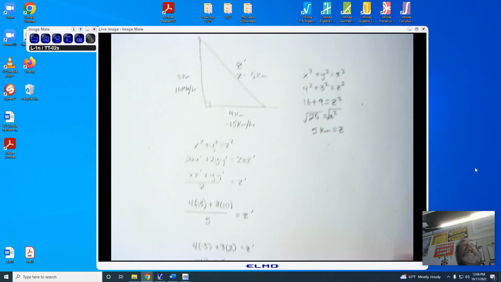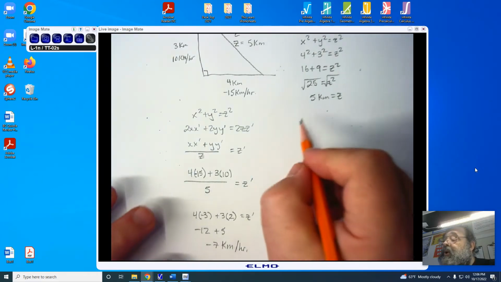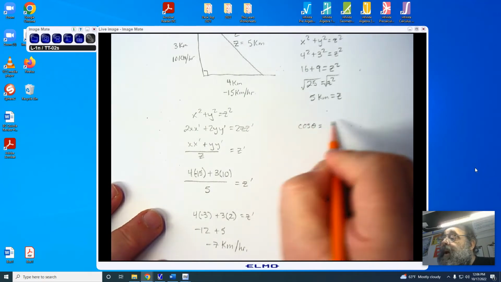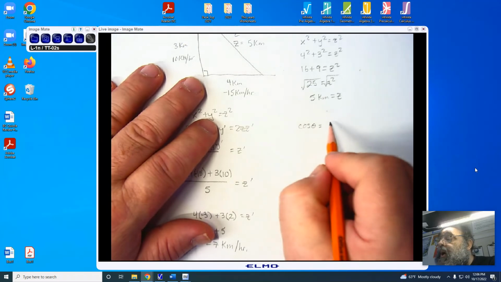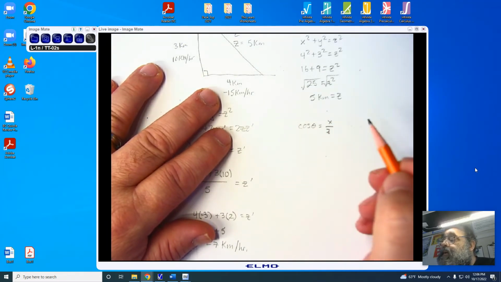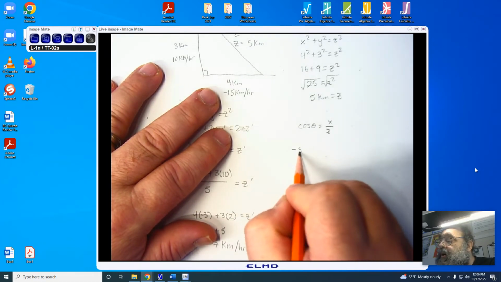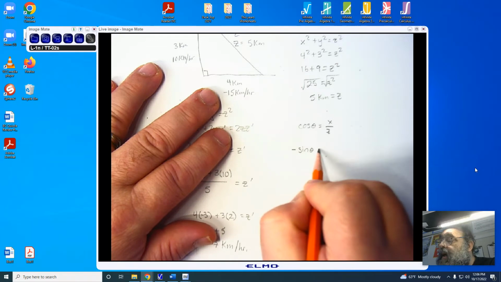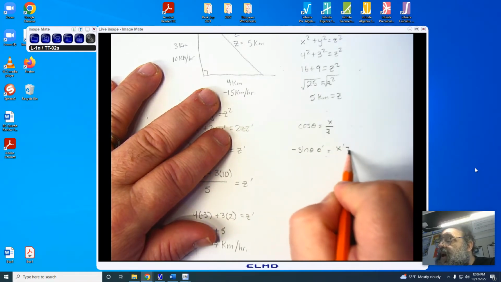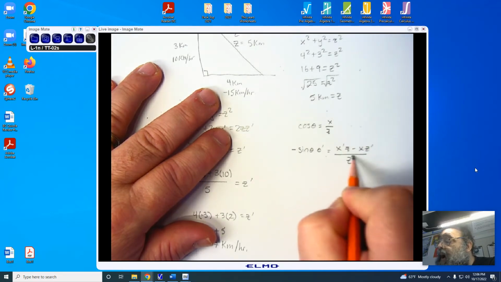Now, as I mentioned in class, for those of you who have forgotten, I can use any function. If I decide to use cosine of theta, I have to make sure that I use the appropriate ratio, which is going to be my adjacent over my hypotenuse. That would require me to now use implicit differentiation for minus sine theta, theta prime equals x prime z minus x z prime divided by z squared.